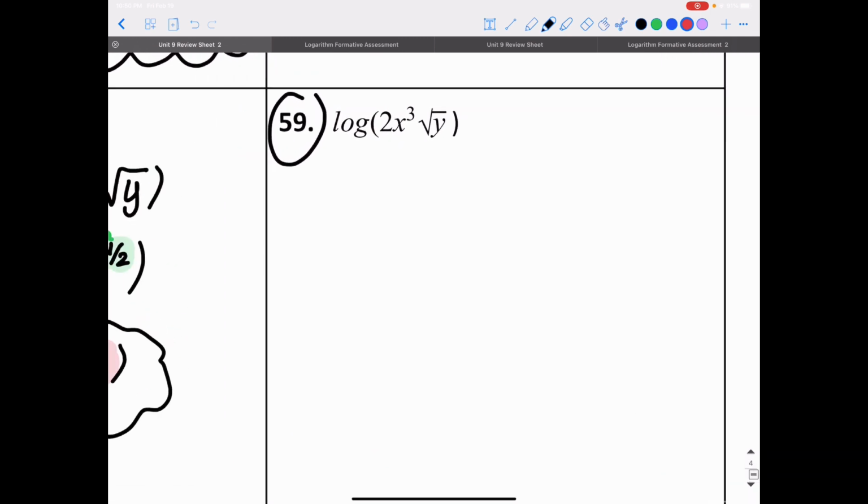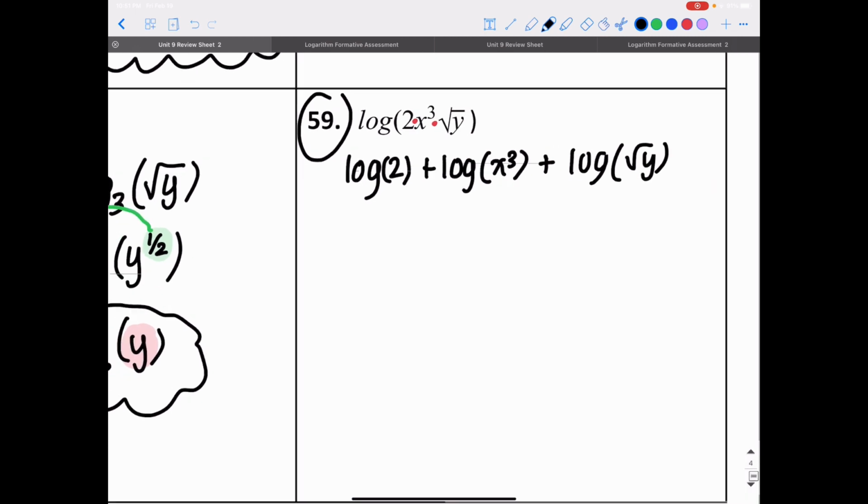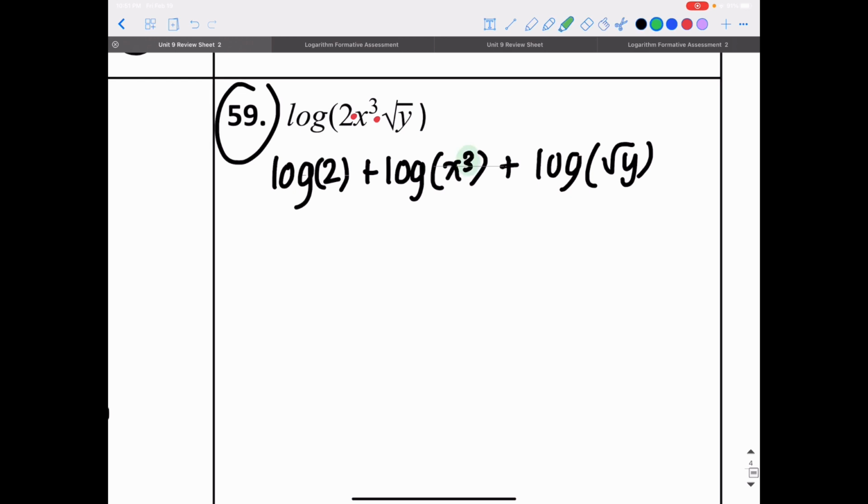And then for 59, I have a bunch of multiplication happening inside here, so I can separate with addition. I could do log of 2 plus log of x cubed plus log of the square root of y. And then I can fix everything that needs to be fixed. I'm not allowed to have exponents. This is technically an exponent. I'm moving this to the front because it's already an exponent. That's clear for me to see. I have 3 log of x that this turns into. The log of 2 is fine. I don't need to change it.